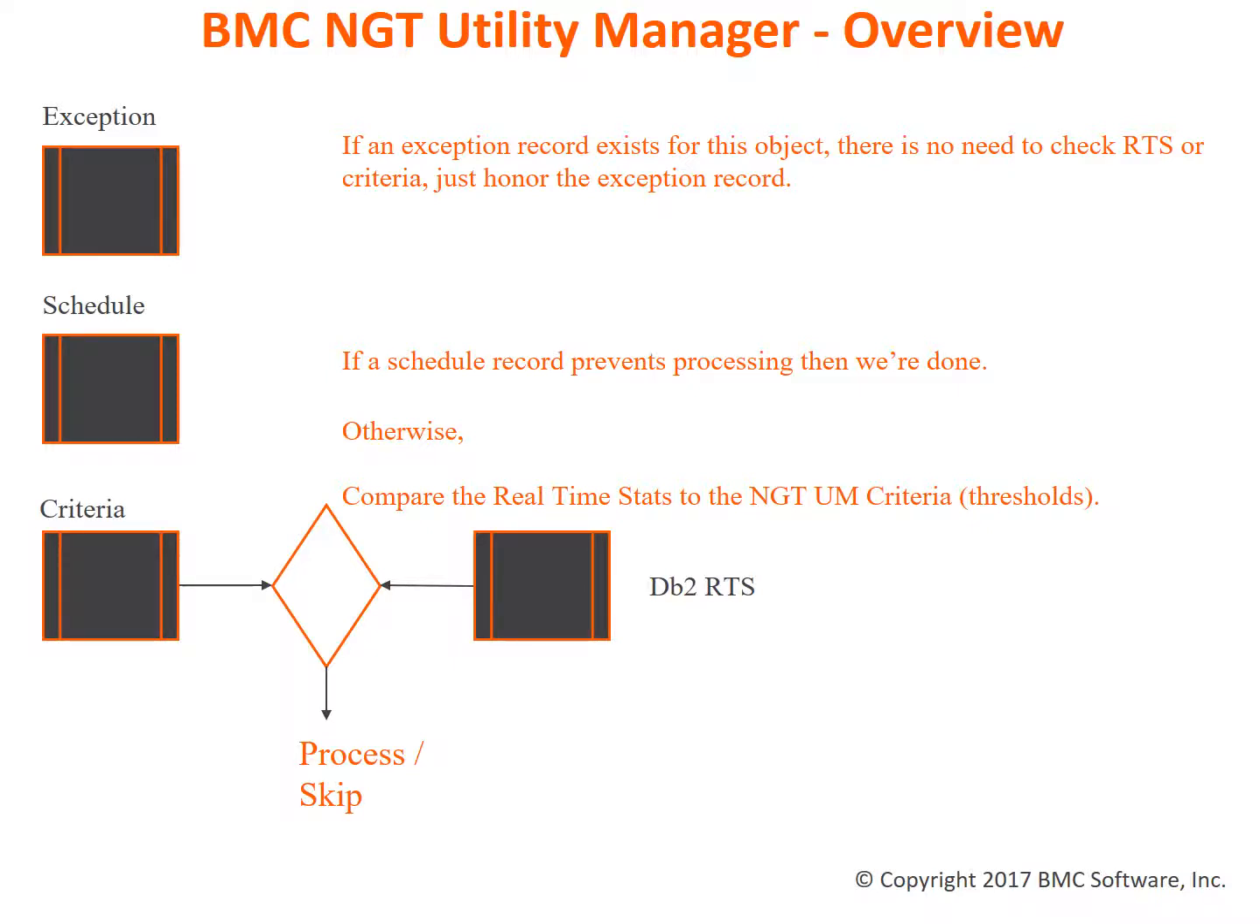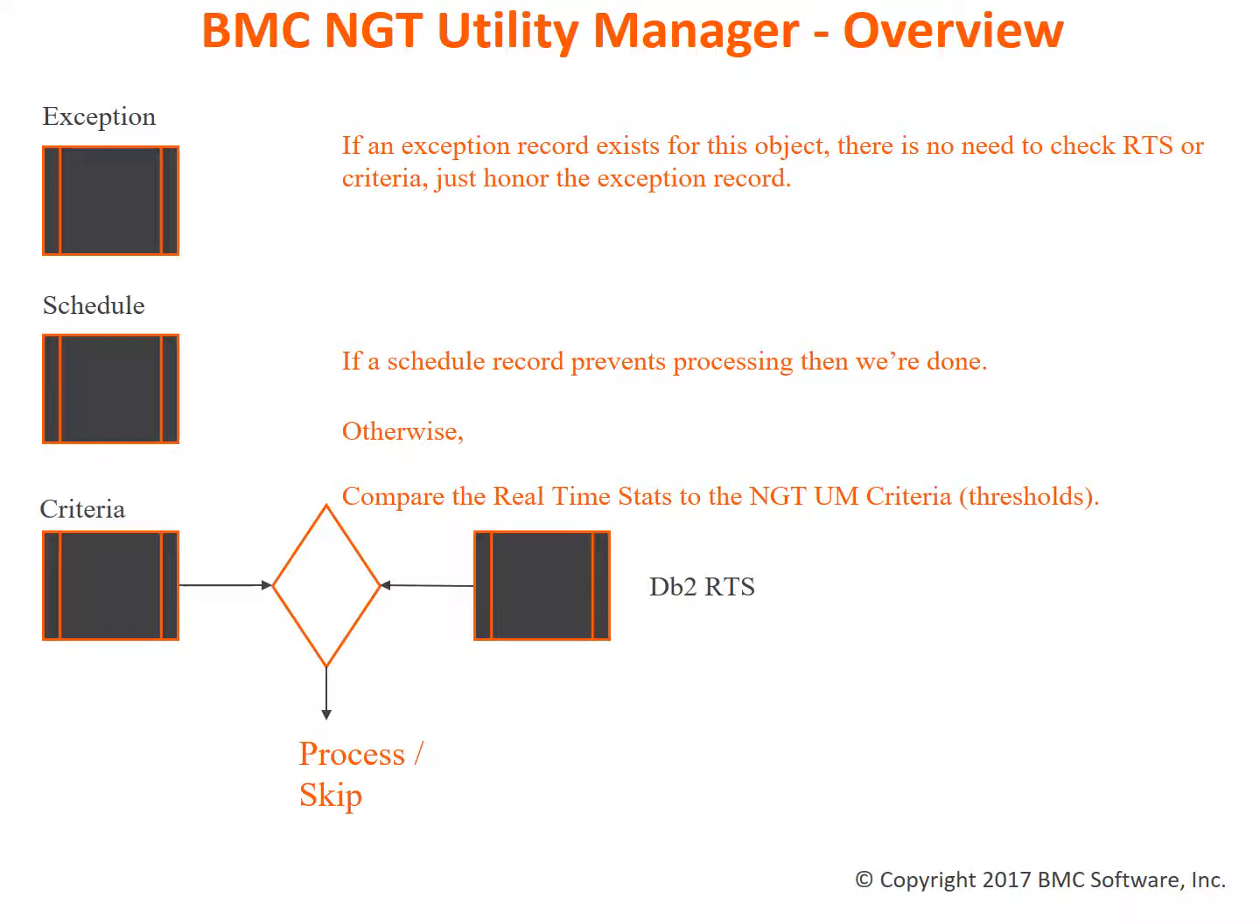NGT Utility Manager contains three tables to help control and automate customers' reorgs, copies, and stats executions. As an overview, the three tables are the exception table, schedule table, and the criteria table. The exception table allows customers to include or exclude objects from being triggered for execution. The schedule table is used to identify time periods where utilities should and should not run. For example, you may want to prevent any utilities from executing during business hours.